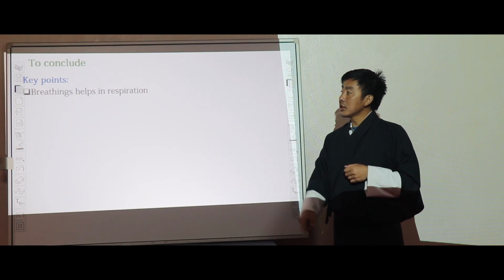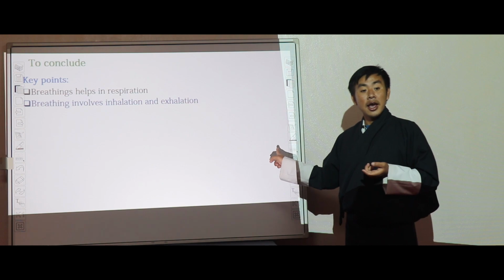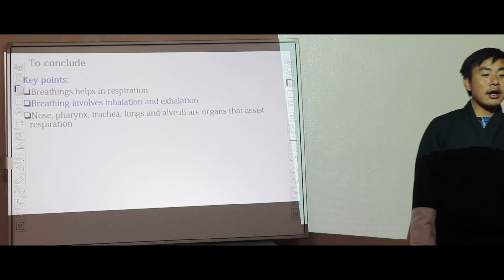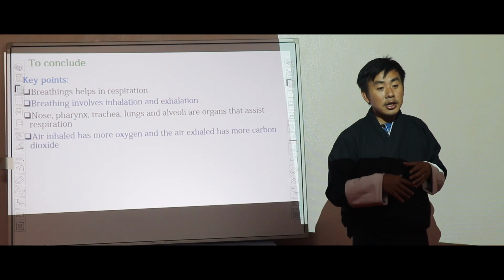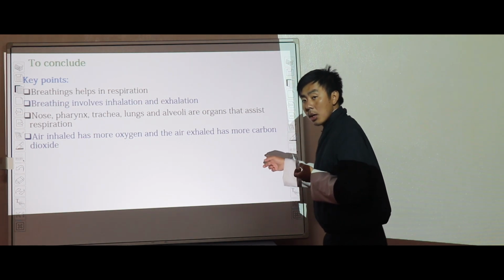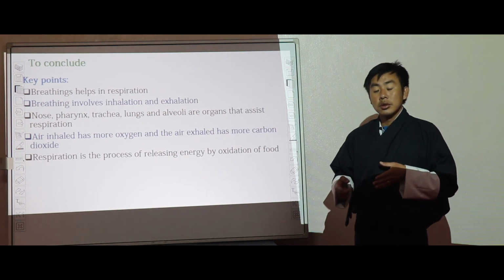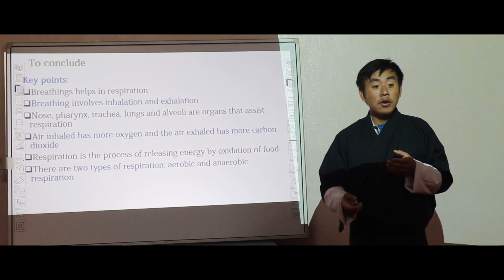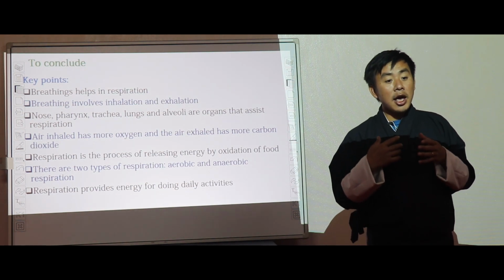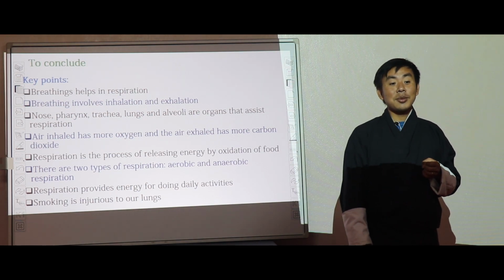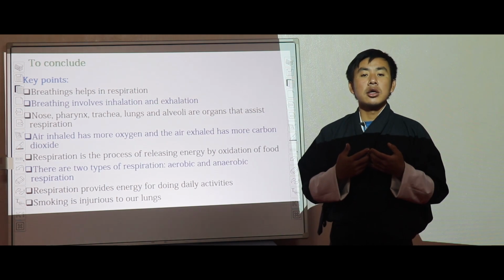Firstly, breathing helps in respiration. Breathing involves inhalation and exhalation. Nose, pharynx, trachea, lungs and alveoli are organs that assist respiration. Air inhaled has more oxygen and air exhaled has more carbon dioxide. Respiration is the process of releasing energy by oxidation of food. We also discussed the two types of respiration, aerobic and anaerobic respiration. Respiration provides energy for daily activities. Smoking affects our lungs. And how to maintain our respiratory system.